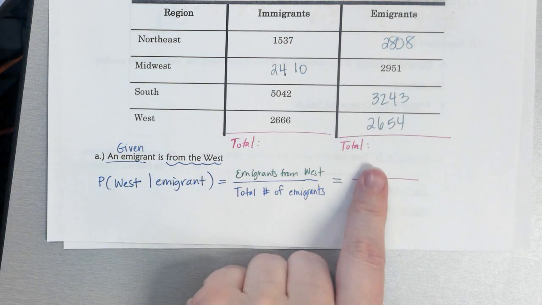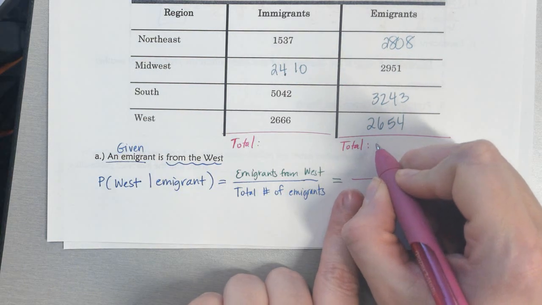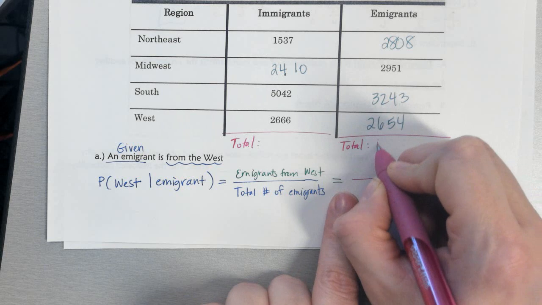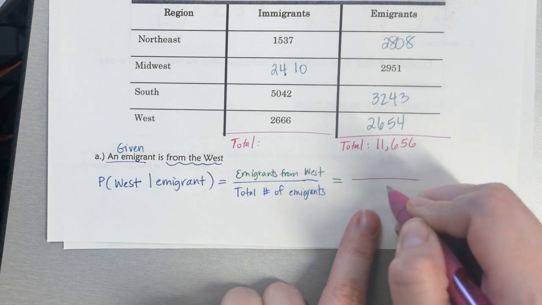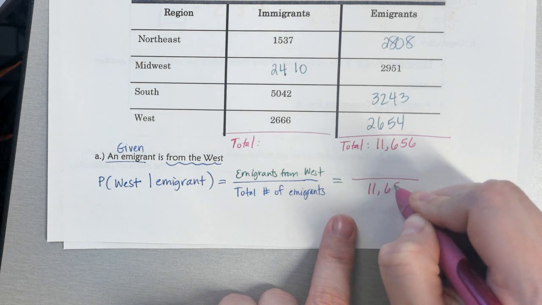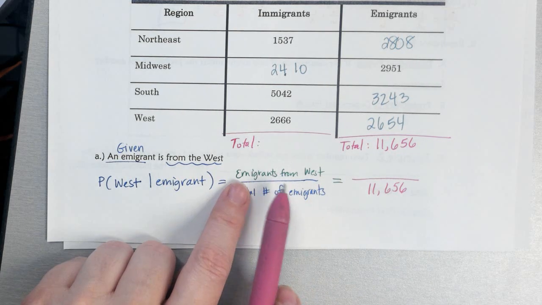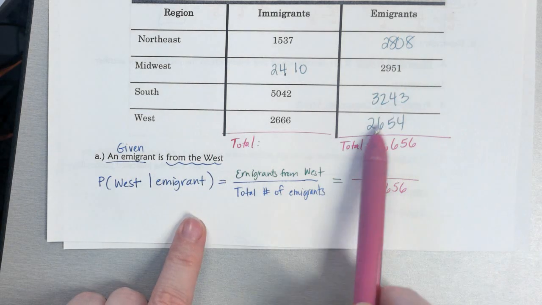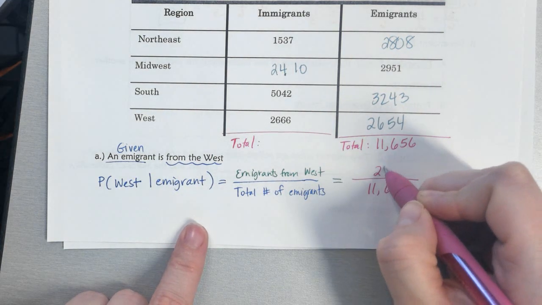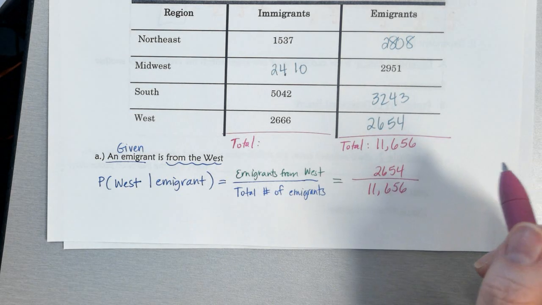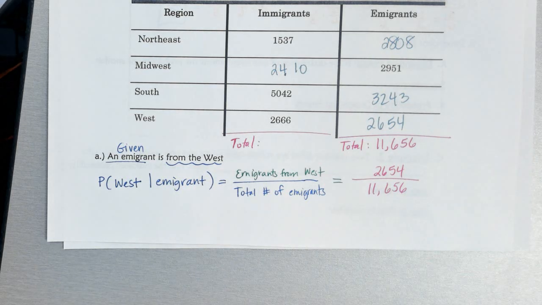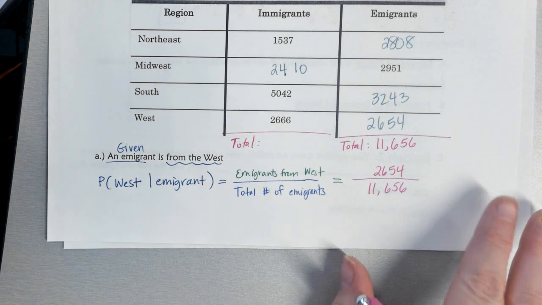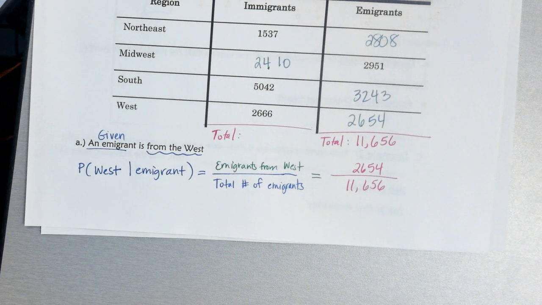Okay, so let's do this one first. How many immigrants are there? 11,000. Okay, so that's what's going to go on the bottom here. Now on the top are immigrants from the West. So the West immigrants is the 2654. Okay, it says we have to write this as a fraction, so we are going to reduce it using some of those rules from yesterday. I can see these are both even, okay, and then if they're both even, we're just going to cut it in half.